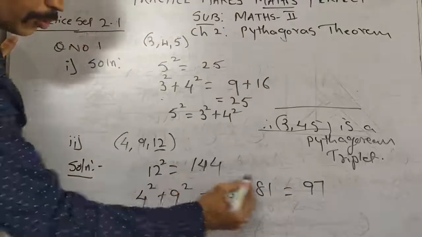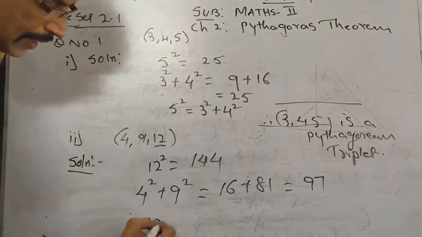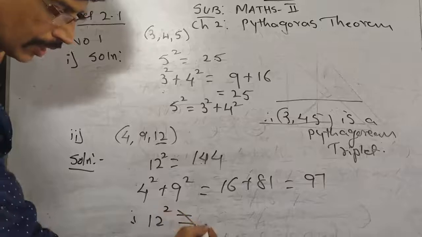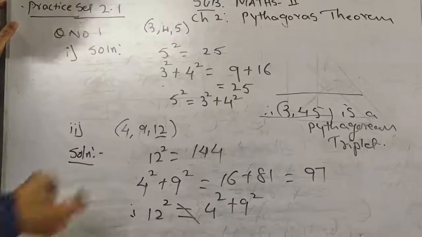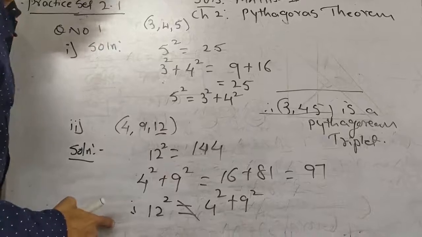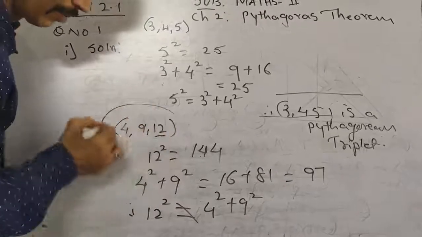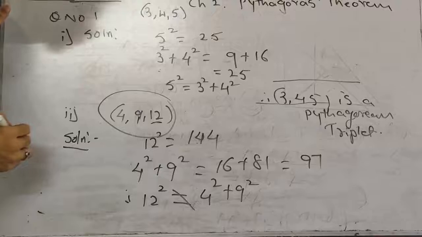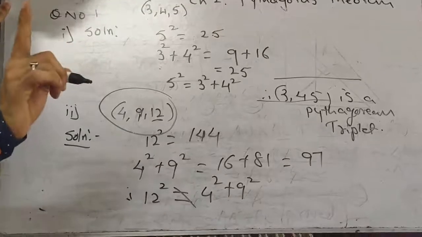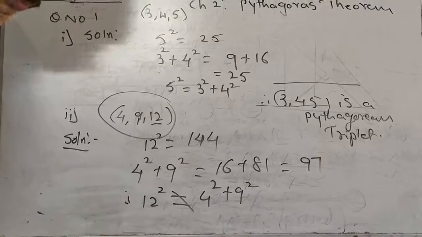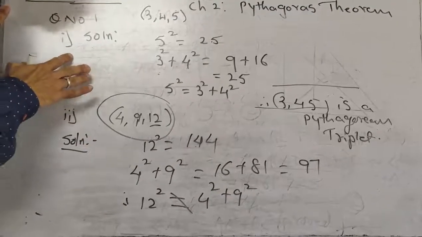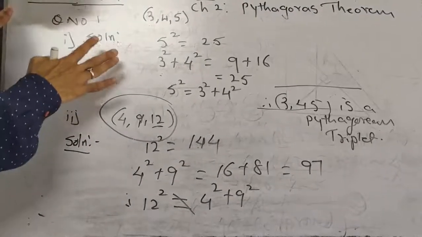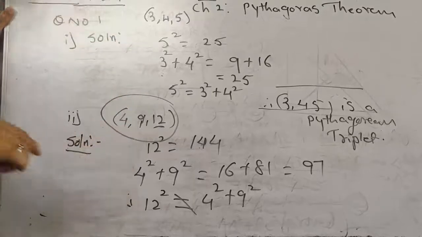Now you can see these both are not equal. Therefore 12 square is not equal to 4 square plus 9 square. Therefore it is not a Pythagorean triplet. This set 4, 9 and 12 is not a Pythagorean triplet. Okay, like this we have 4 more sums there. Same like this, you can solve them very easily. So all of you understood this first and second.